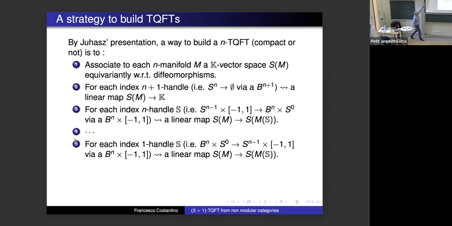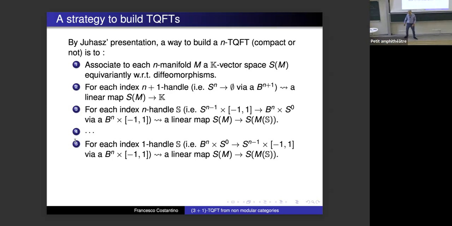Then you go down, you glue handles of index lower and lower. Sorry, I have to specify that every time you study how to glue a handle, you have to specify a linear map from the vector space of your manifold to the vector space of the manifold after gluing the handle. Then you do this for every index of the handles. So there are finitely many cases you have to decide to understand how to define these linear maps.